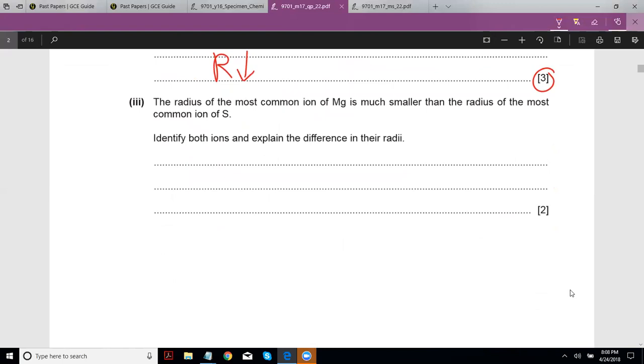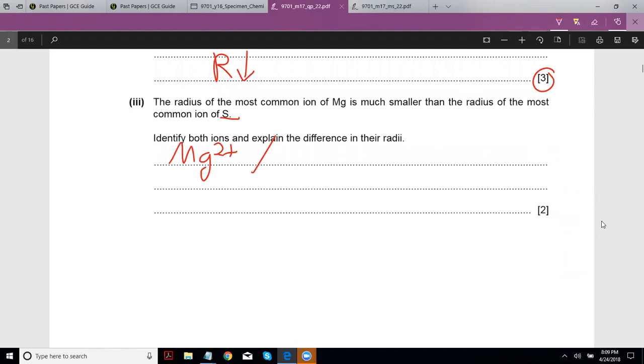The radius of the most common ion of Mg is much smaller than the radius of the most common ion of S. Identify both ions and explain the difference in their radii. यार magnesium का बेचारा most common ion, magnesium का तो एक ही ion है. सही है. Sulfur can have a lot, but the most common ion normally is decided by the electron arrangement. Just say it will behave like a noble gas.